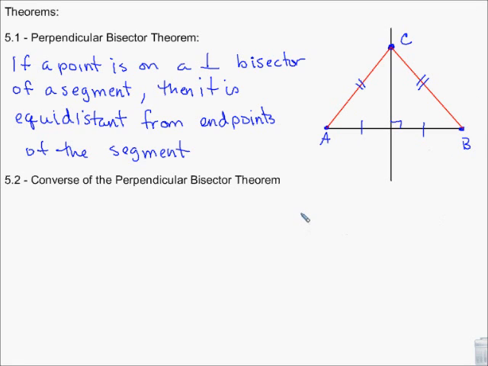Now, the converse of the perpendicular bisector theorem, so remember a converse turns around and goes backwards, flips it around, is that if you have a point and it's equidistant, equals E. I can't spell.